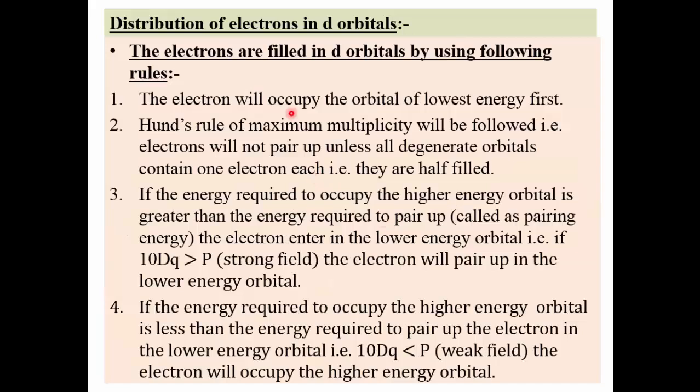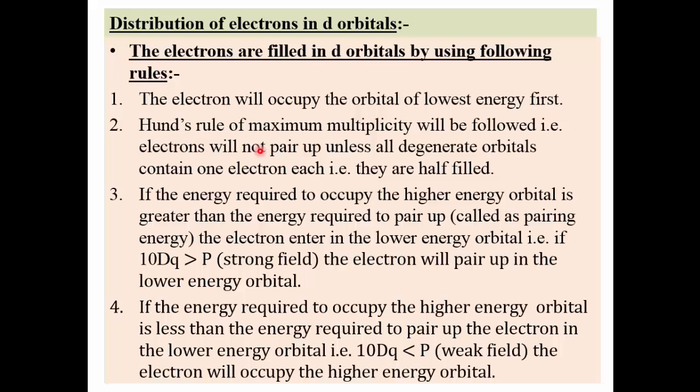Then see the distribution of electrons in d orbitals. This is very important. The d electrons are filled in d orbitals by using the following rules. Number one, the electrons will occupy the orbital of lowest energy first. We know it. If there are two types of orbitals, a higher energy orbital and a lower energy orbital, the electrons first enter into the lower energy orbital.